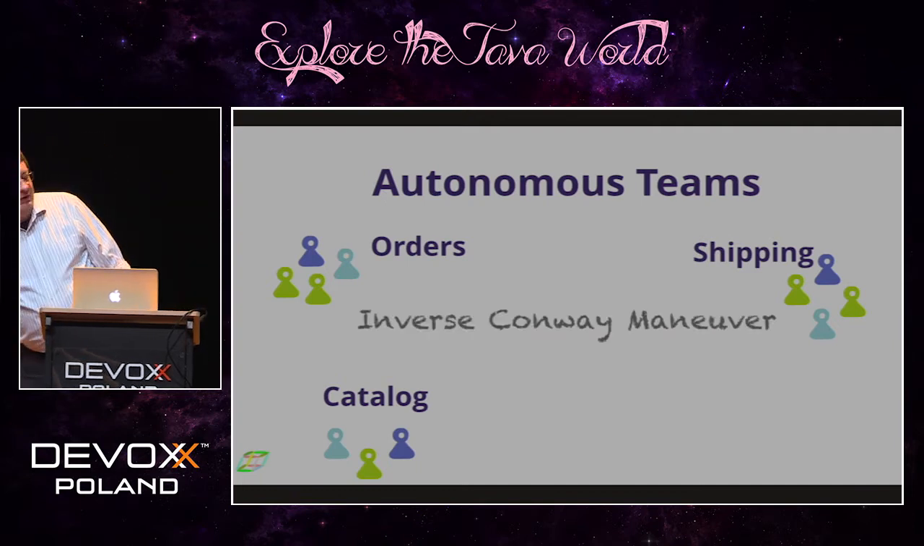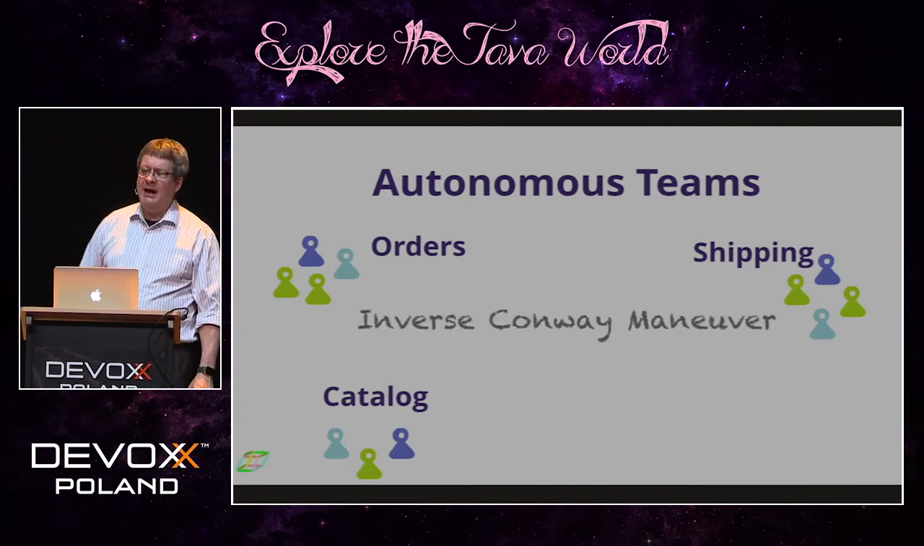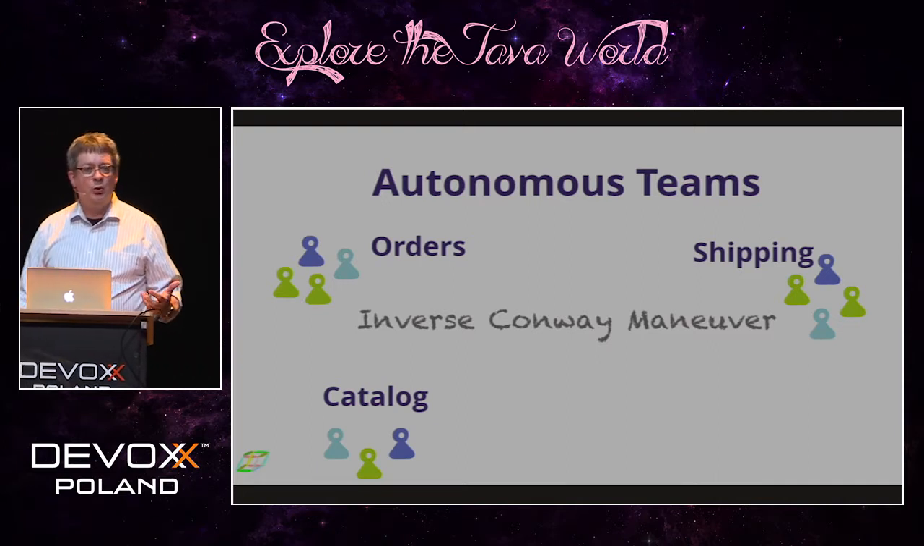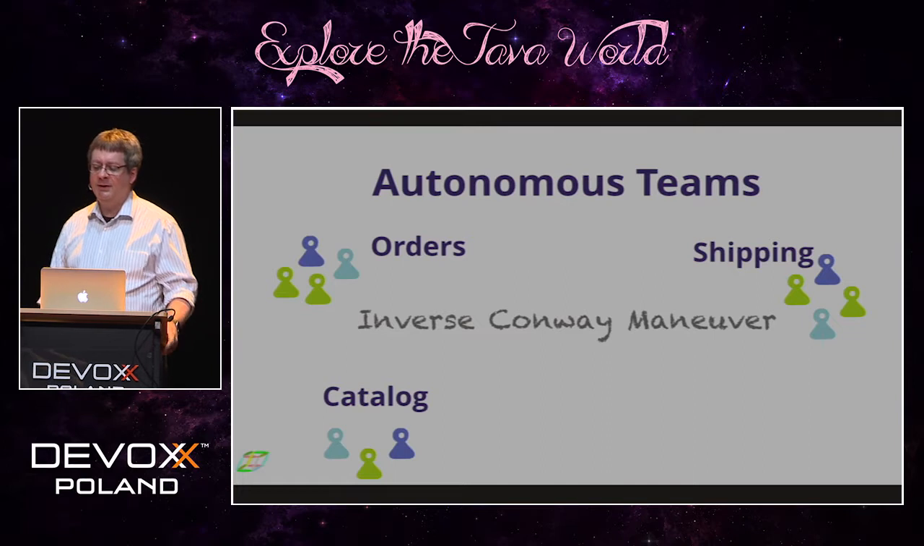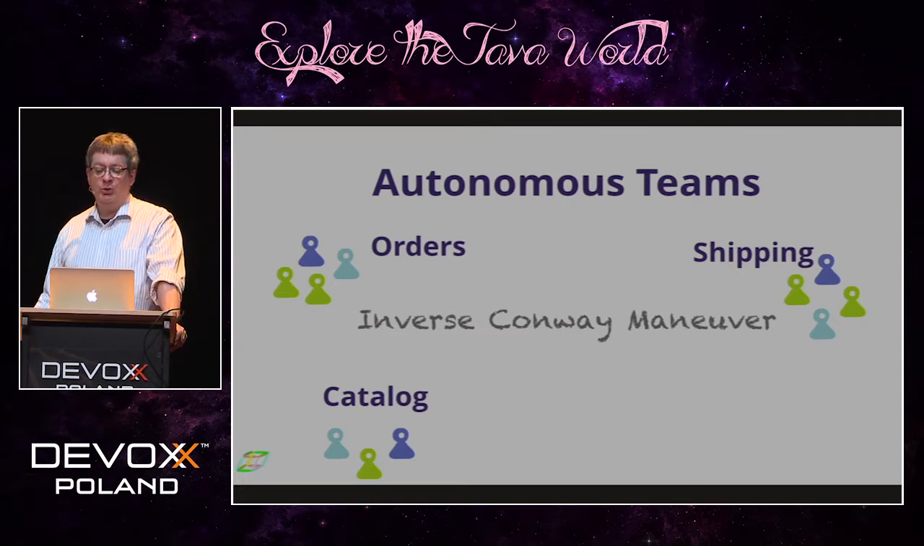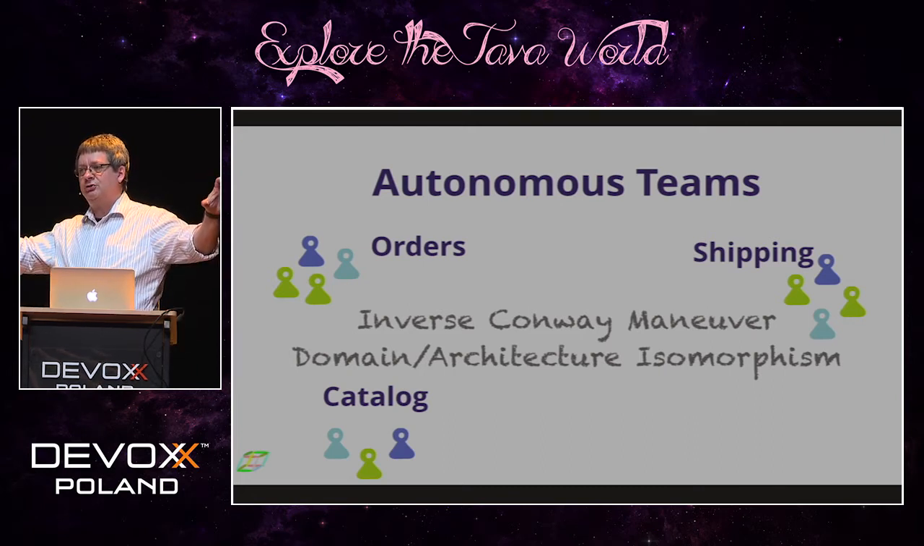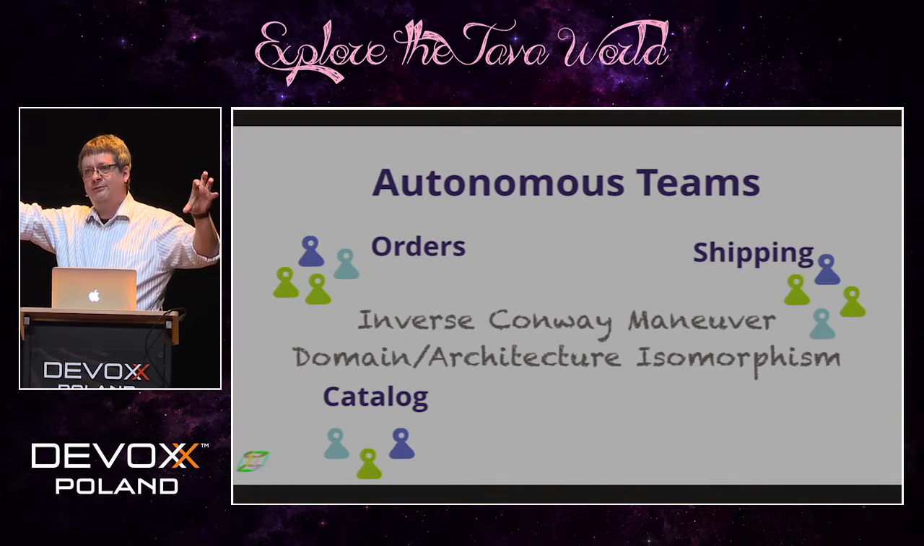This is called the inverse Conway maneuver. The idea being that Conway's Law is going to affect your project whether you want it to or not, so why not embrace it rather than try to fight it? If you're talking to an enterprise architect, you may want to refer to this as domain architecture isomorphism, because you always get extra credit if you can use the word isomorphism when talking to an enterprise architect. But that's really what this is: mapping the architecture to the problem that we're trying to solve, which just kind of makes sense.